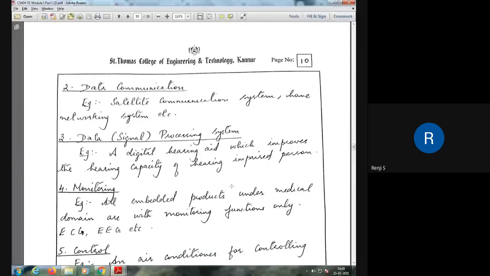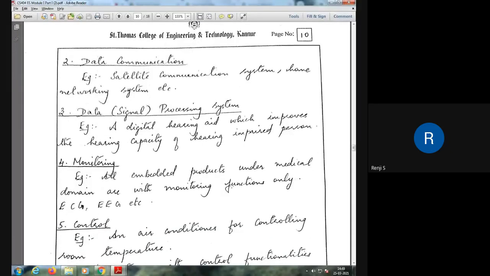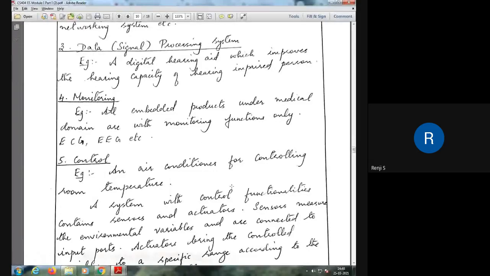Then the third purpose is that embedded systems can be used for data or signal processing, like hearing aids, which can amplify the signals for hearing impaired persons. Then the fourth one is data monitoring or signal monitoring, like the devices used in healthcare. All embedded products in the medical domain are used for monitoring functions only. We give an input and compare the output with the standard or normal output, and then the variation is calculated.